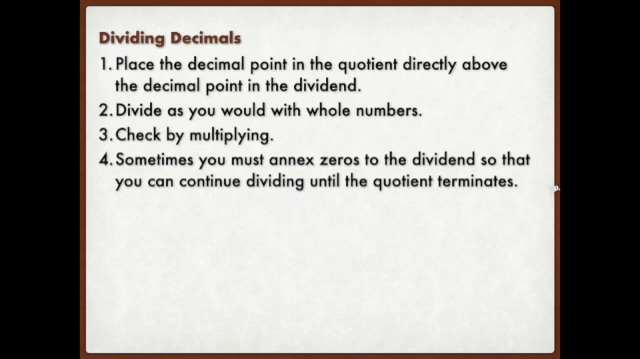Then you're going to divide, just like you're dealing with whole numbers. Then you're going to check your work by multiplying the answer. Then number 4, you're going to annex any zeros that you need to add.